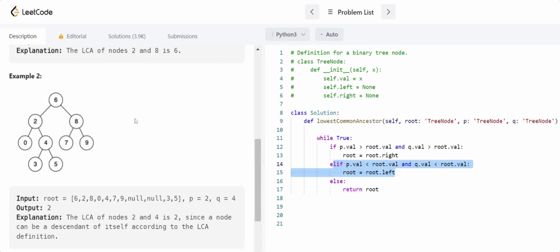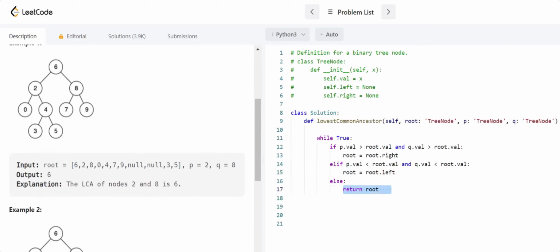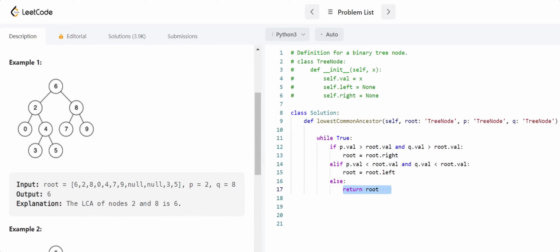Now we'll check again. Our q is greater than our current root dot val, but our current p is not greater than root dot val. It's equal to it. It's not greater than, it's not lesser than, it's equal to it. So if it is equal, we'll just go to the else section and return the root. And you'll get 2 as our outcome over here. This is a very simple way to solve this problem, and it's a very simple question as well.